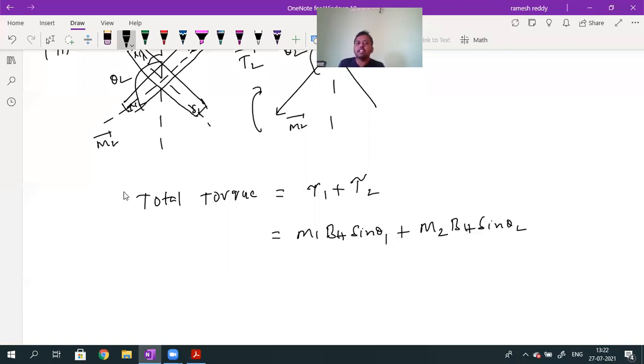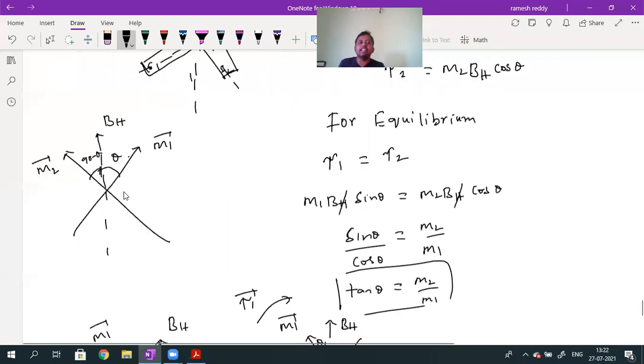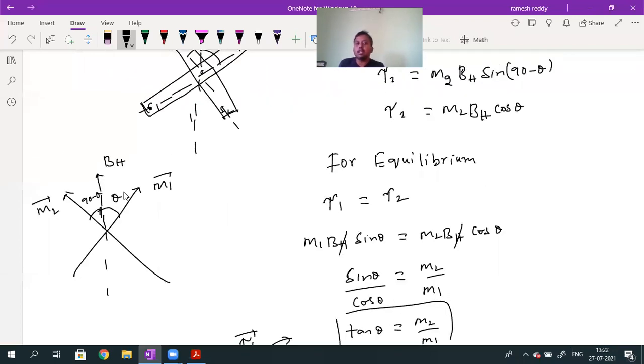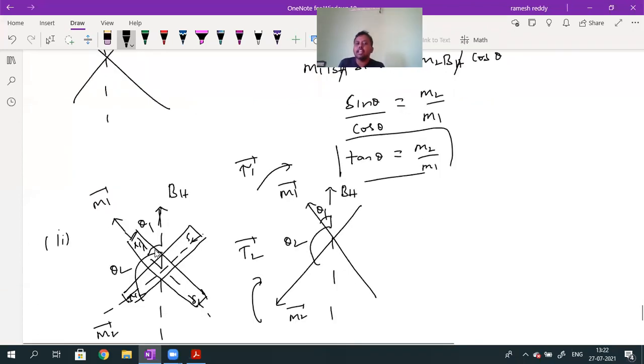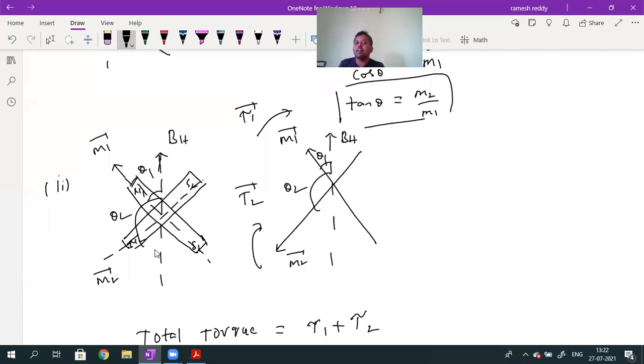What is the difference between this case and the last case? In the last case, the magnetic moments of the two bar magnets are on either side of BH. Whereas in this case, the two magnetic moments are on the same side of BH. Here the net torque will never be equal to 0. You cannot keep the system in equilibrium.